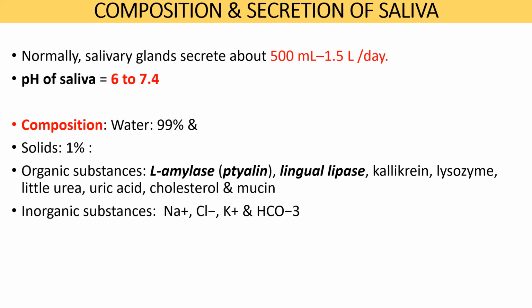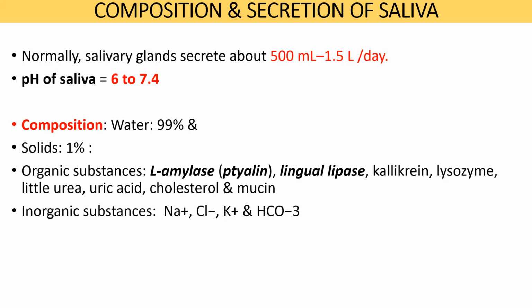Composition and secretion of saliva. Normally, salivary glands secrete about 500 ml to 1.5 liters of saliva per day. The pH of saliva ranges between 6 to 7.4. The composition of saliva is mostly 99% water and only 1% solid. The 1% solid component of the saliva consists of both organic as well as inorganic substances.